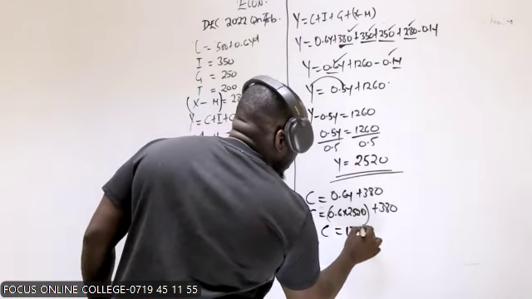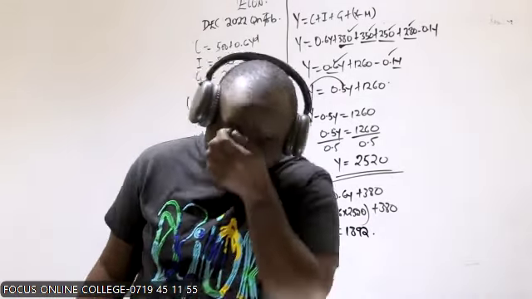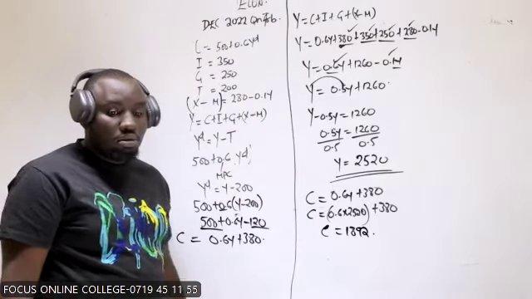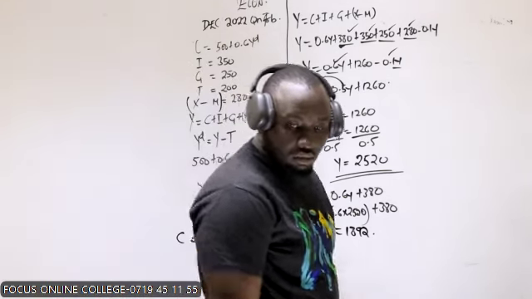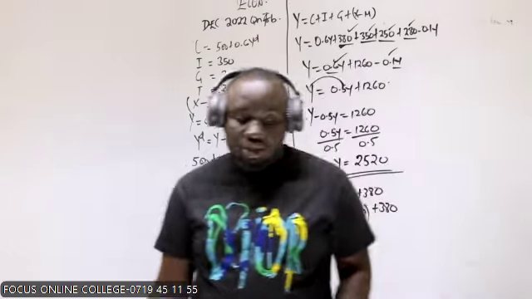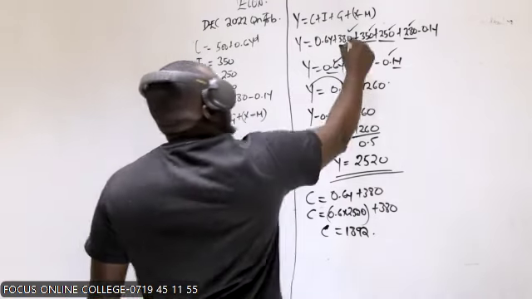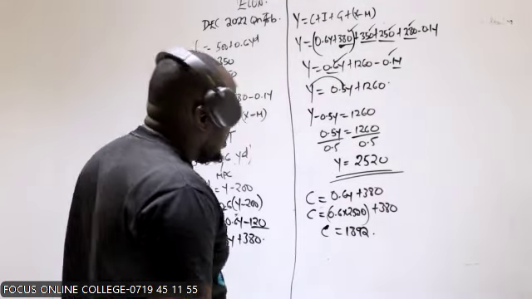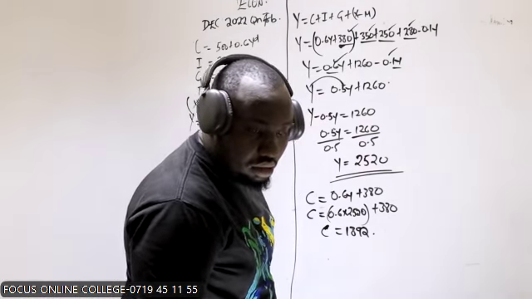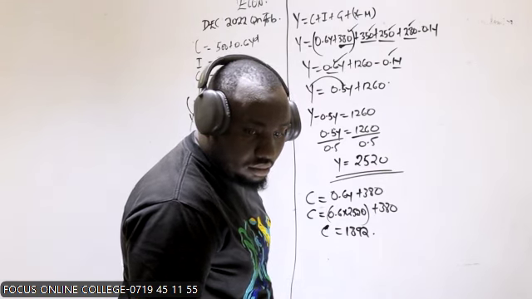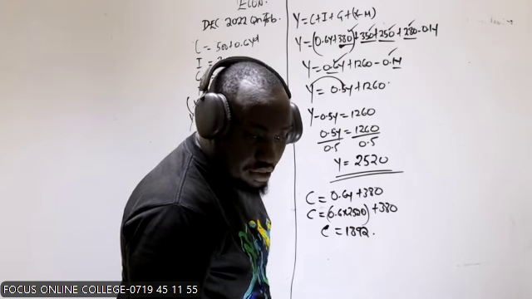So consumption, 1892. Are you getting it, 1892? $18.92 as consumption. You replace where there's Y. The equation for consumption is this. Are we together? Y consumption is that. Do you get 1892? I'm waiting for you guys. Are you getting 1892? Perfect.